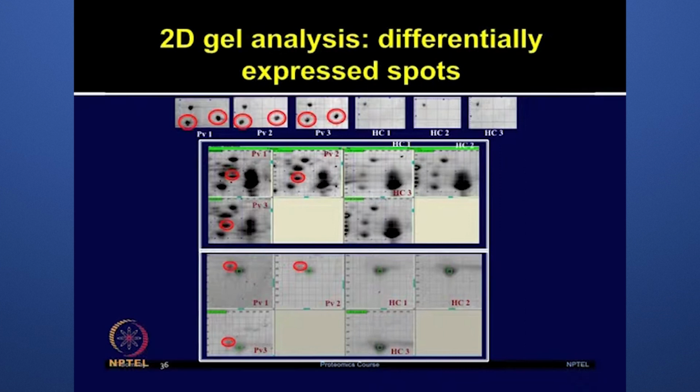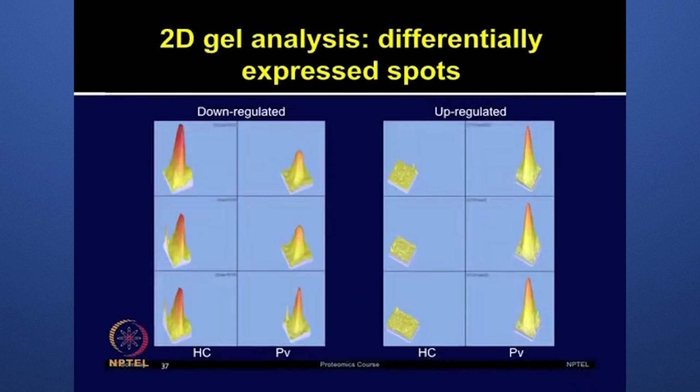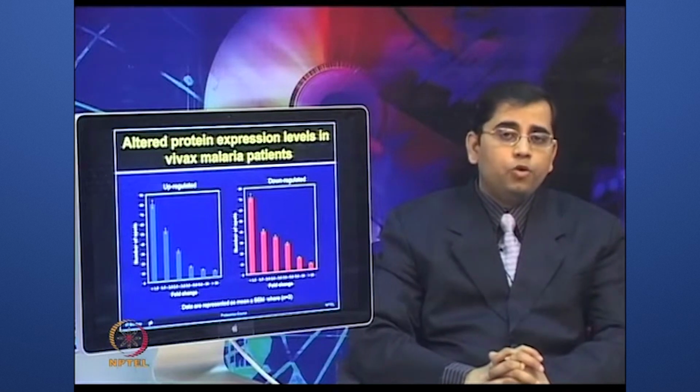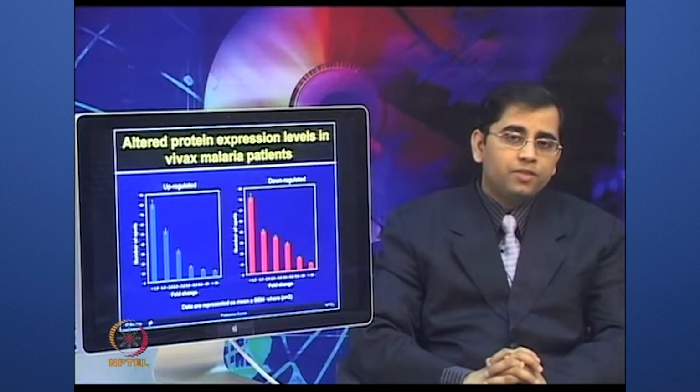So, these type of spots were considered further for the mass spectrometry analysis. Now, those spots which we found were showing good differential expression, we looked at the 3-dimensional views of those spots to ensure that those are not artifacts and those are the real spots showing up or down regulation of these proteins in human serum.